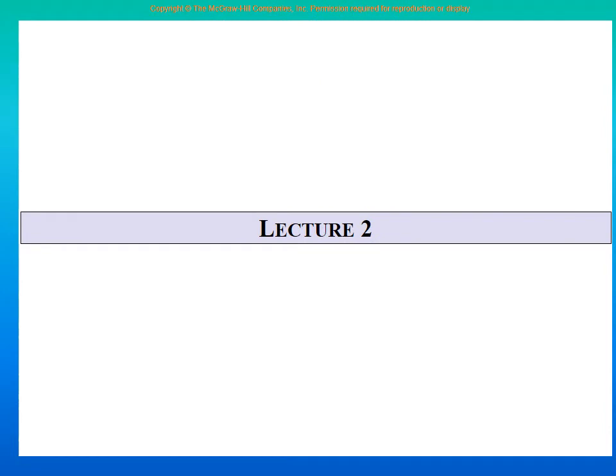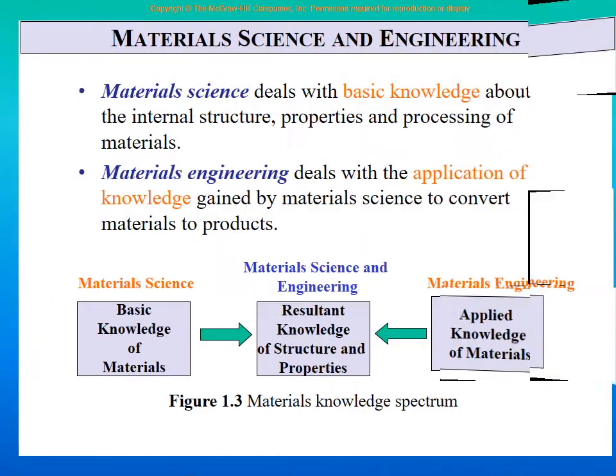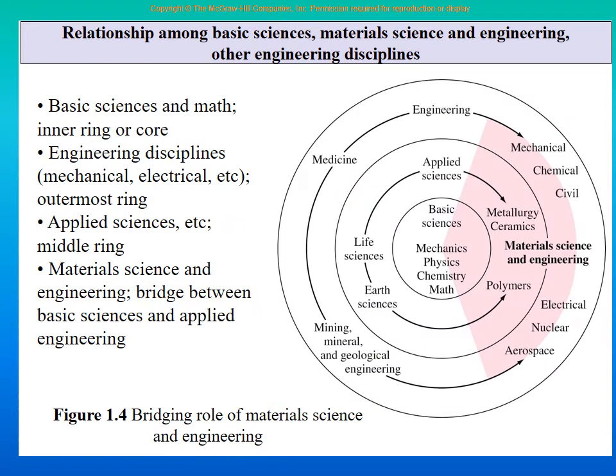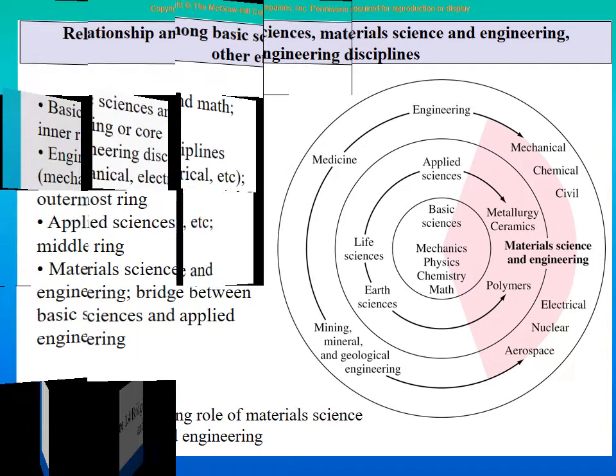So this is a quick look at what we did in lecture 2 last time. We were talking about material science and engineering. What is the difference between them? What is the interrelationship between them? Further, in the innermost circle there are basic sciences, in the outermost circle there are applied sciences and engineering, and material science and engineering is a bridge between these two.